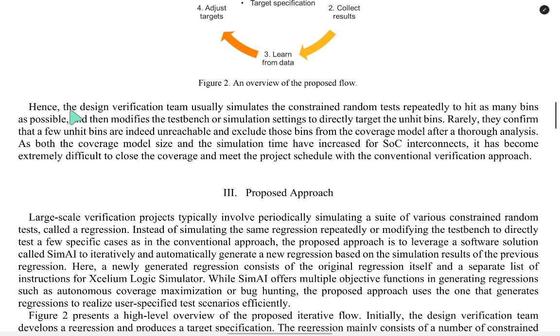Hence, the design verification team usually simulated the constraint random test repeatedly to hit as many bins as possible and modified the testbench or simulation test settings to directly target the unhit bins. Rarely do they confirm that the remaining unhit bins are indeed unreachable and exclude those bins from the coverage model after a thorough analysis. As both the coverage model size and simulation time have increased for SoC interconnect, it has become extremely difficult to close the coverage and meet the project schedule with the conventional verification approach.